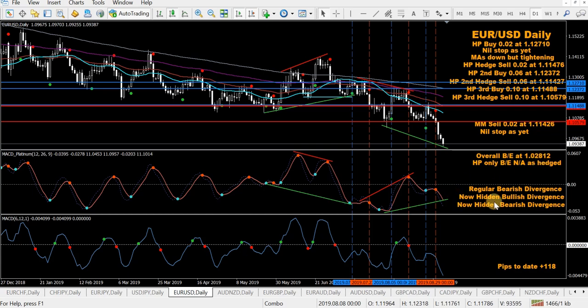So we'll just see. MACD Platinum's below the 0 level, so hopefully it looks like possibly setting up for bullish divergence. I've drawn these lines in already. Nothing's been confirmed yet, so I have to wait for another buy signal and try and take it to the upside.